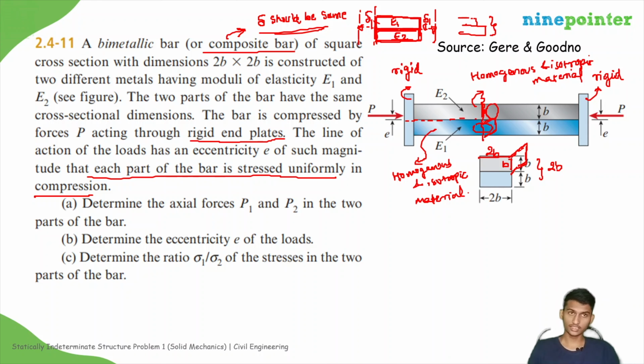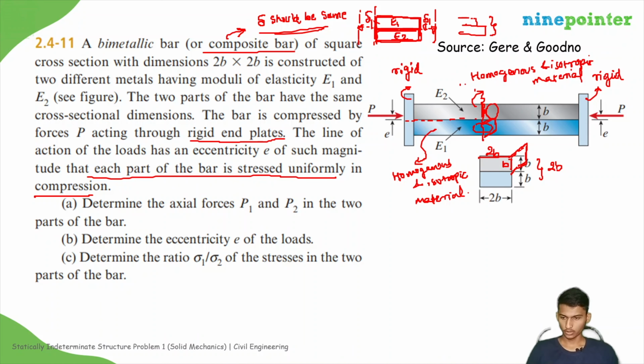So we already discussed one condition. To have uniformly distributed stress over a cross section, the resultant load on that cross section should pass through the centroid of that cross section, right? We already discussed this in previous lectures. So that is the point over here.